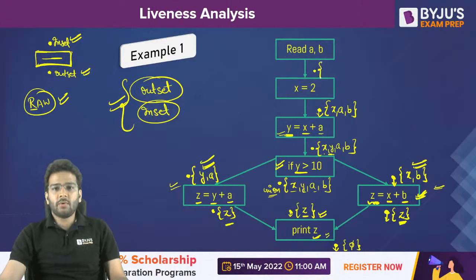Yes. Now what about this one? What about the inset of this one? Here we are performing a write operation into x, then we are reading from here. So x cannot be a live variable at this point. So it is going to be a, b. And if we talk about this one, we are just reading the value of a, b. So a, b will be live variables at this point in the program.